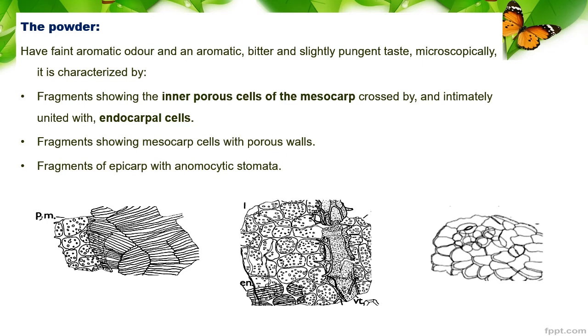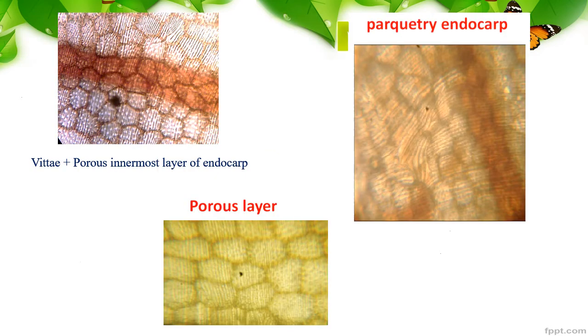Fragments showing mesocarp with porous wall, as we said, and epicarp, a fragment of the epicarp showing tabular cells, thin walled, and few stomata. Photograph showing fragment of vitta, innermost layer of endocarp with parquetary structure, and porous layer of the mesocarp.